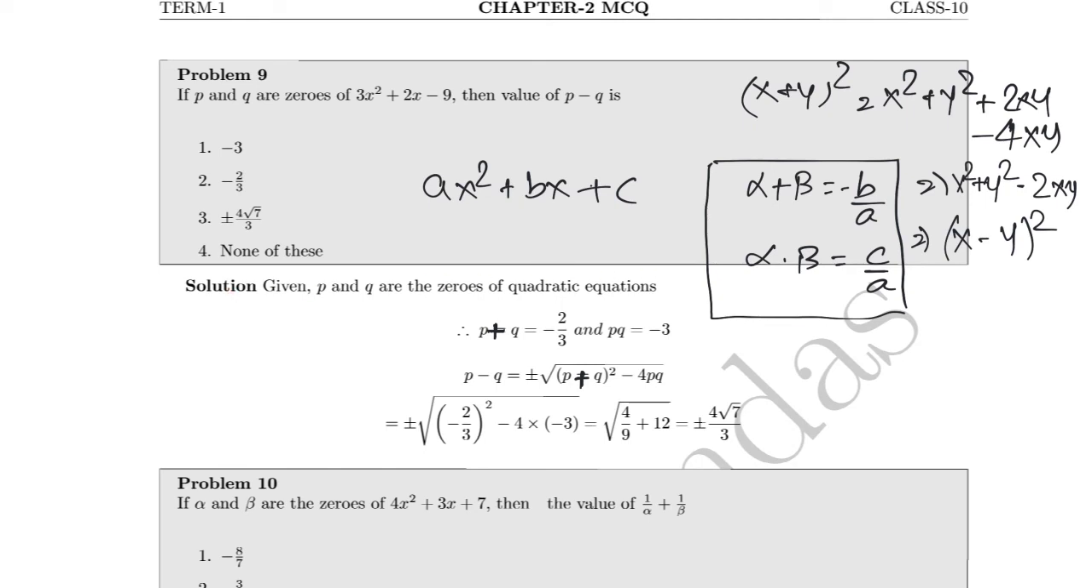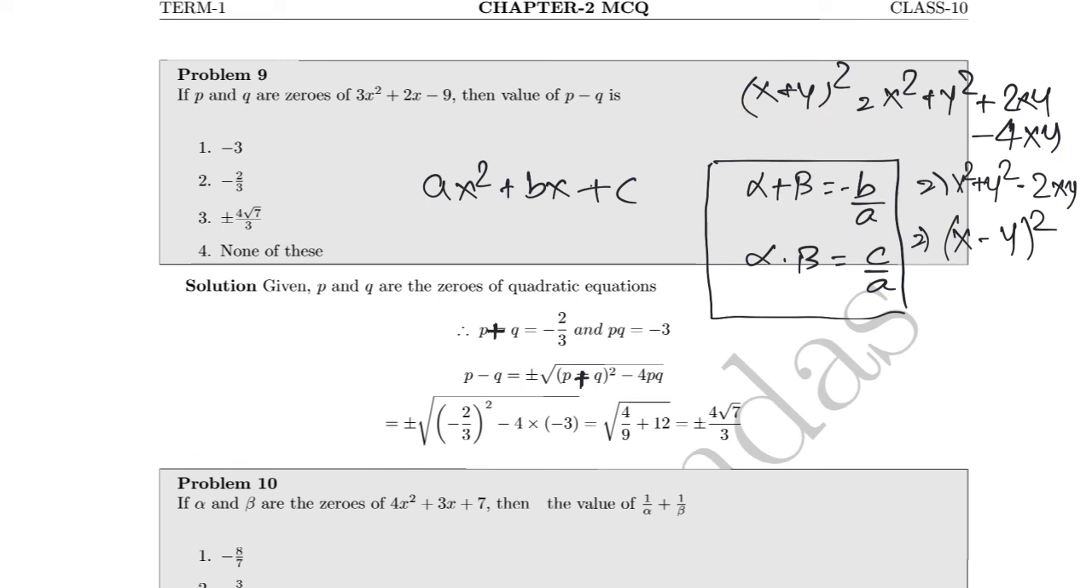Let's see the solution of the problem. We know that p plus q is minus b by a, that is minus 9 by 3... that is minus 2 by 3, and p into q is minus 9 upon 3, that is minus 3. And we know that p minus q whole square is equal to p plus q whole square minus 4pq. And if we have to find p minus q, that is plus minus under root of p plus q whole square minus 4pq.